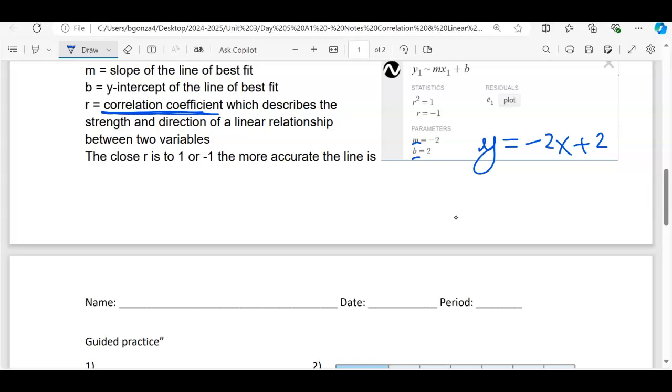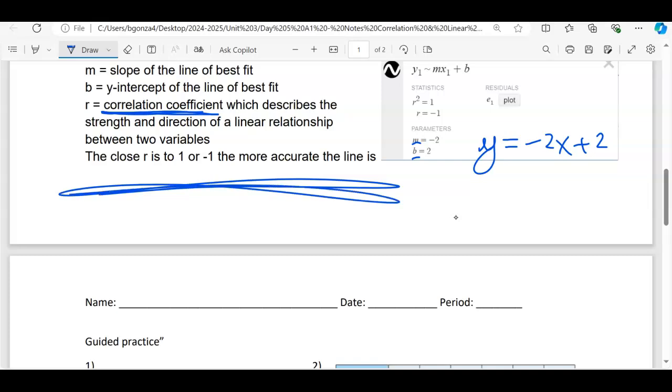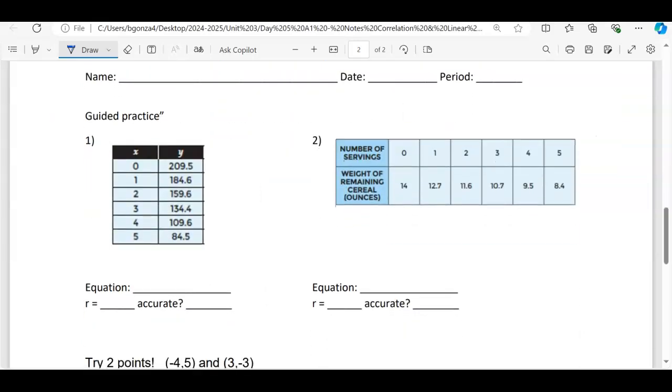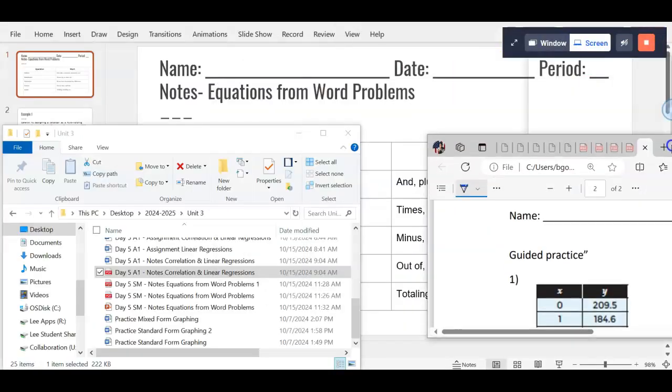And that describes the strength and direction of a linear relationship between two variables. And this part is very important down here. If R is either 1 or -1, or really close to 1 or really close to -1, that would mean it is more accurate. If R is close to 0, that means it is not a really good line, okay? So, but as long as it's close to 1 or -1, you're good. Flip it over, let's try some practice together, and then that'll be it.